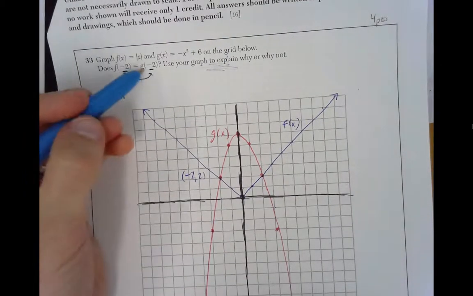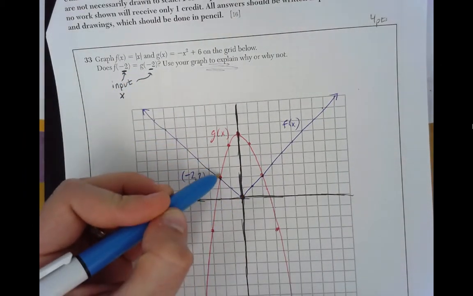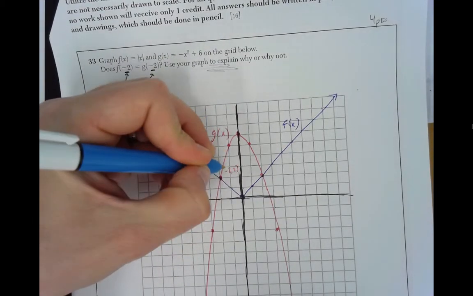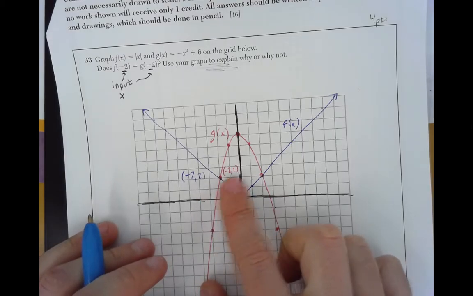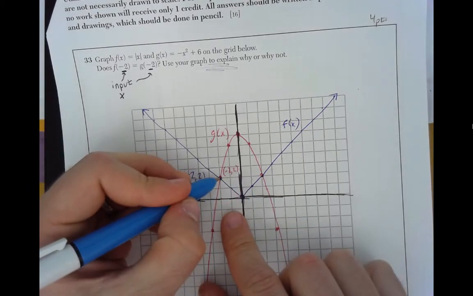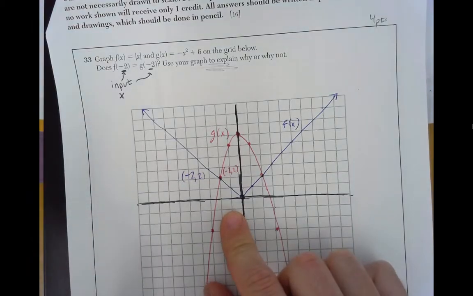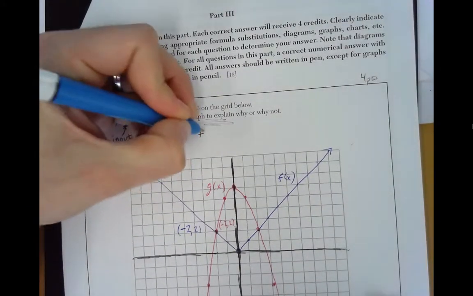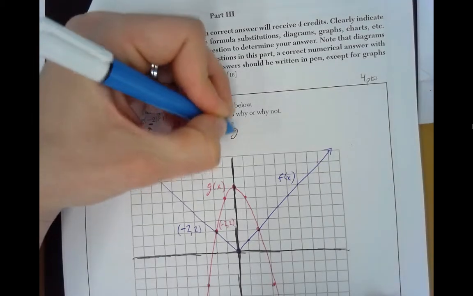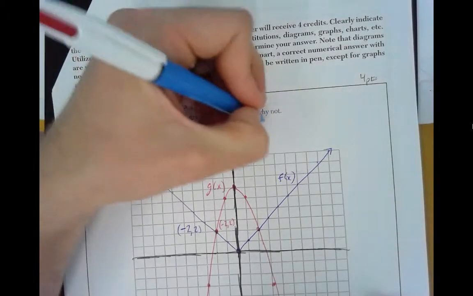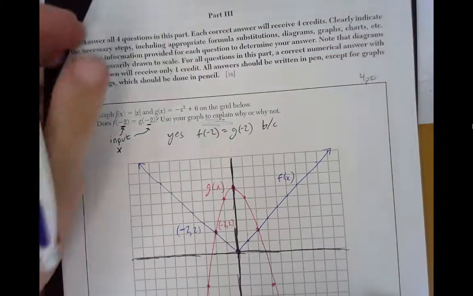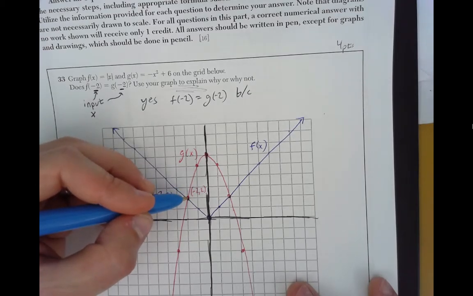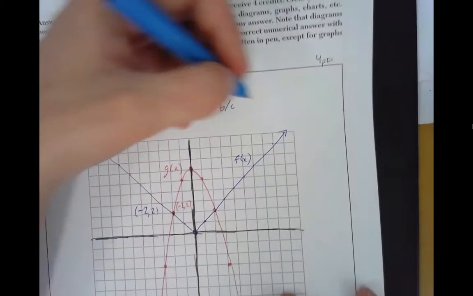And then I check my g function also. I go to negative 2 in the x, and that is also at the point in red, (-2, 2). So they do equal each other, right? At negative 2, they both have the exact same coordinate. And what I can say is, yes, f of negative 2 equals g of negative 2 because the two graphs hit each other. They both intersect at the point when my x is negative 2.